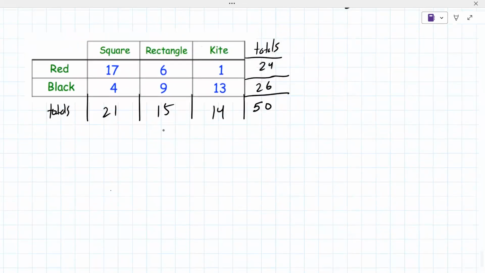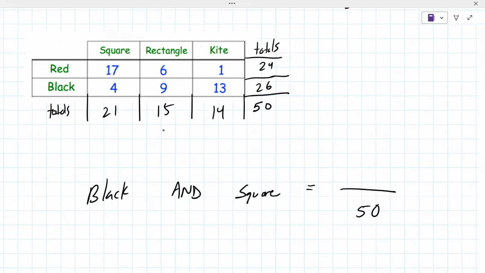All right, let's try black and square. Black and square. Yes. So that's with the total. So we know 50 is on the bottom. Yep. We know there's 9 black squares.